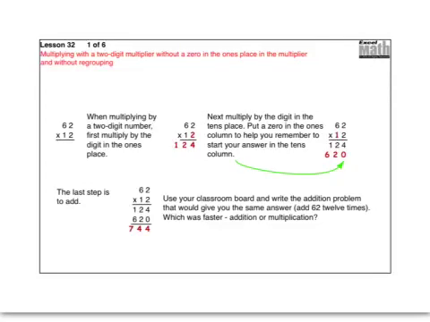We're doing 4th grade lesson 32, Excel 4th grade lesson 32, and we're going to be learning how to multiply a 2-digit number times a 2-digit number. And I'm going to show it to you a little bit differently than what you see here.